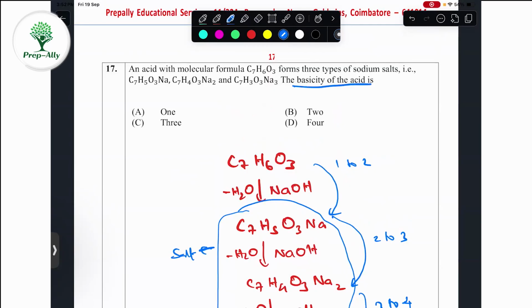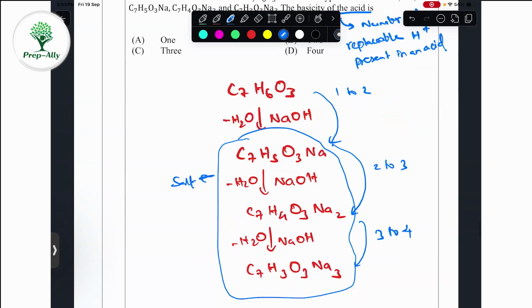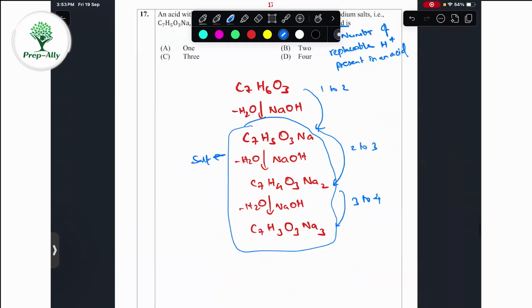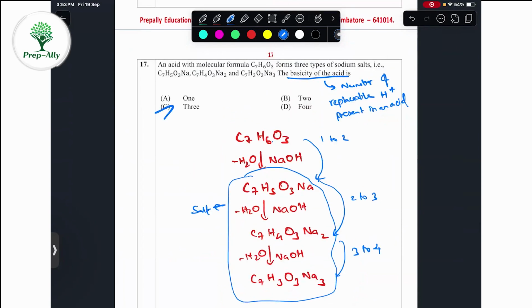They are asking about the basicity. What is basicity? Number of replaceable H plus present in an acid. How many H plus are removed from this acid? From 6 to 3. So I can say 3 H plus are removed. So the answer is going to be 3.